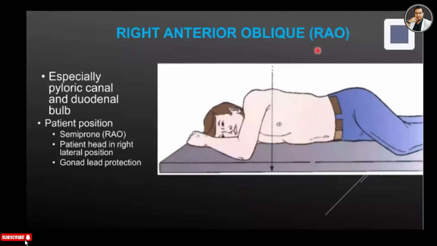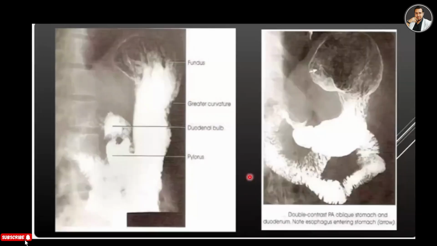So this is the right anterior oblique position. You can see that the patient is in right anterior oblique position, and in this position the pyloric canal and duodenal valve will be visible. The right anterior oblique position is showing the double contrast oblique stomach and duodenum. Here is the esophagus entering the stomach, and you can see the fundus and body of the stomach, and this is the antrum, and already barium sulfate goes to the small intestine.